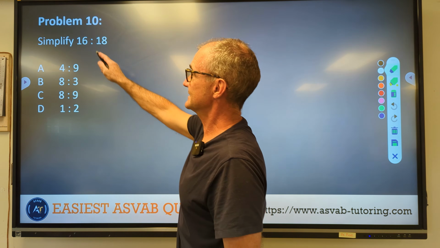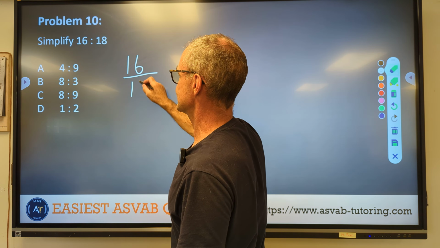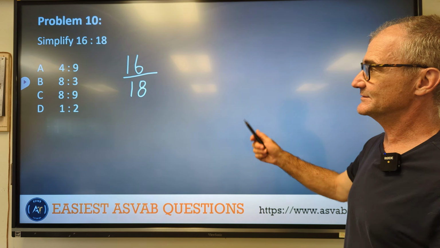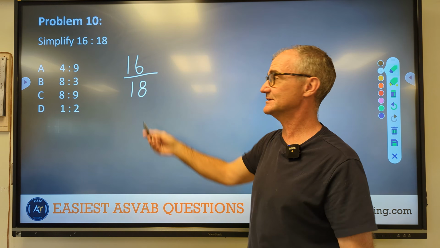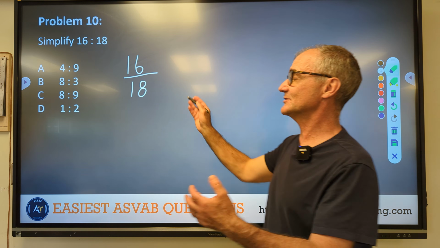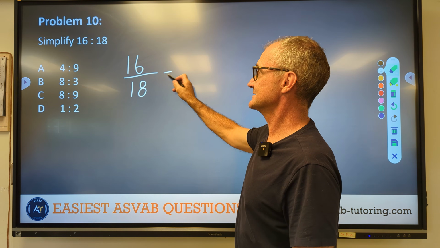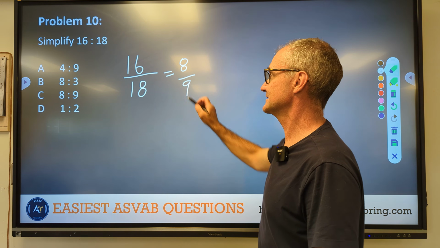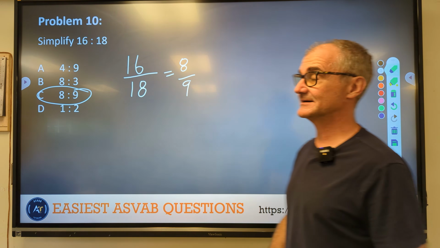Number 10, 16 to 18. That's the same thing as a fraction. You could write it this way, 16 is to 18, or 16 over 18 here. Again, I'll look at my solutions. Anything that doesn't really make sense, like 1 to 2, doesn't make sense because this would have to be 9 to 18 for it to be 1 to 2. So you're really just converting this to a fraction and reducing that fraction. Anything that'll go into either one, you want to divide by. So I know a 2 will go into each of them. 16 divided by 2 is 8. 18 divided by 2 is 9. That can't be reduced any further. Correct answer, answer C right there.